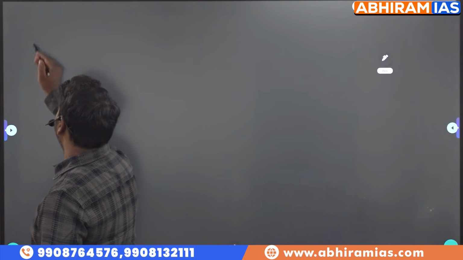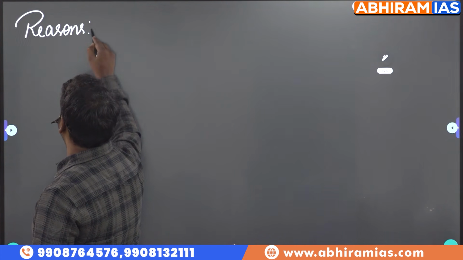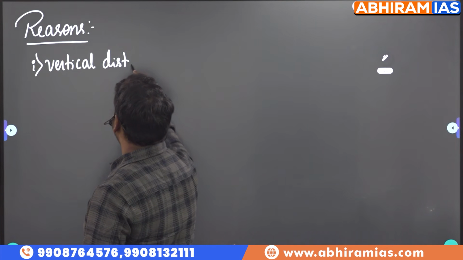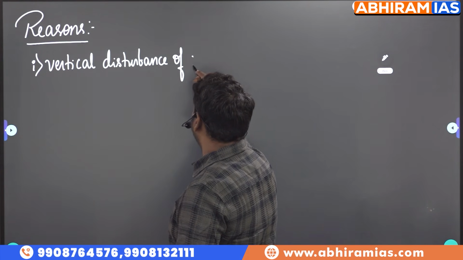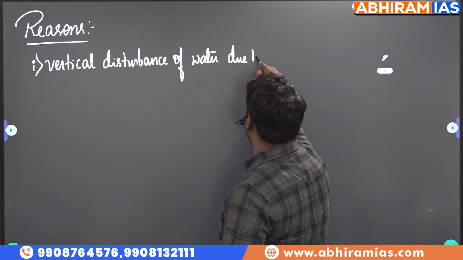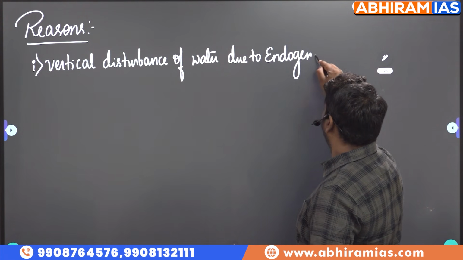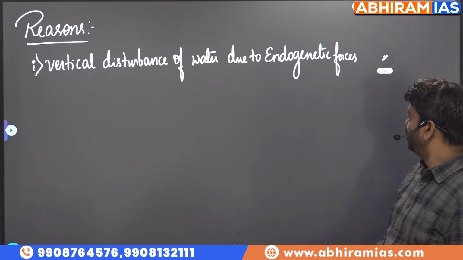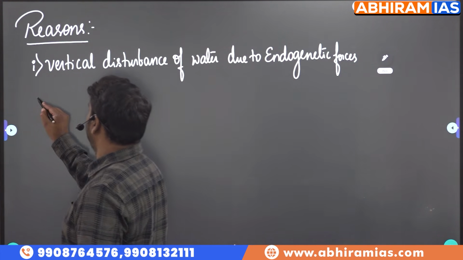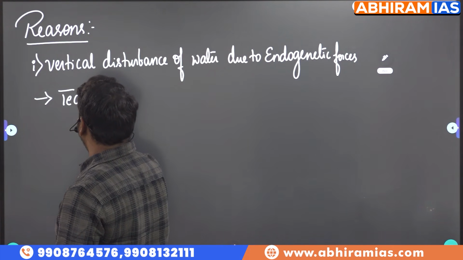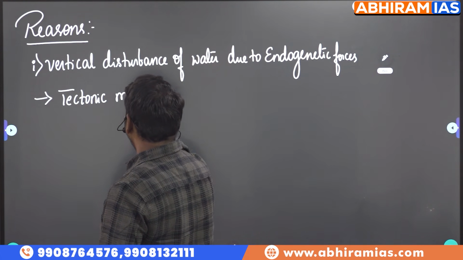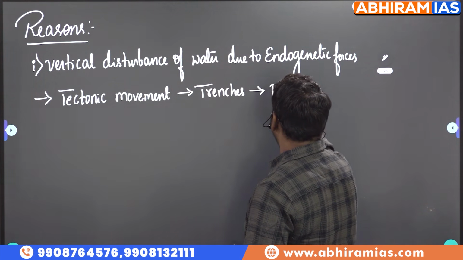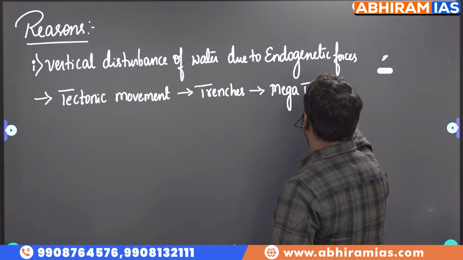I'll tell you what you should remember. Reasons or causes of tsunami: vertical disturbance of water due to endogenetic forces. Whenever water is raised vertically due to endogenetic forces, there can be a tsunami due to tectonic movement, especially near the trenches, and it leads to a mega tsunami.